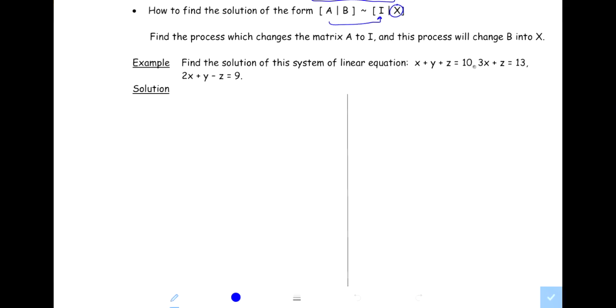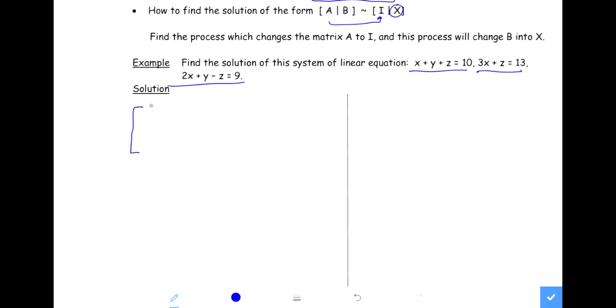Okay, let's change this. We have equation 1, equation 2, and equation 3. Let's change them into this AX = B form. Let's start with A. Over here. Let's start with matrix A.